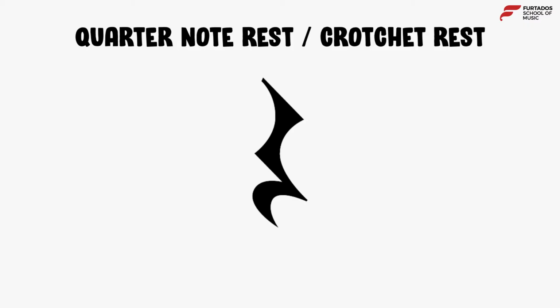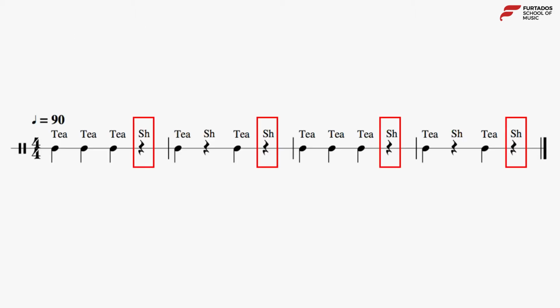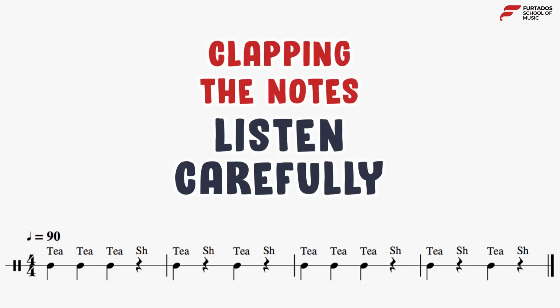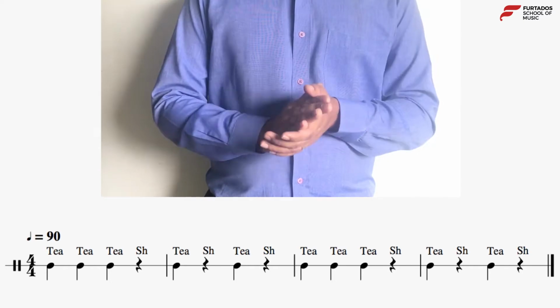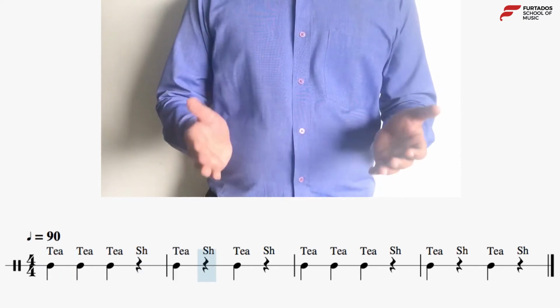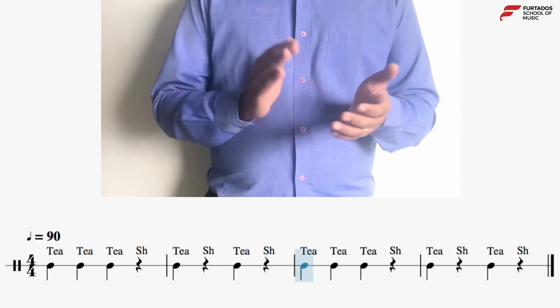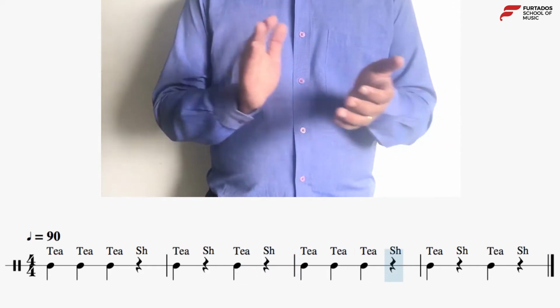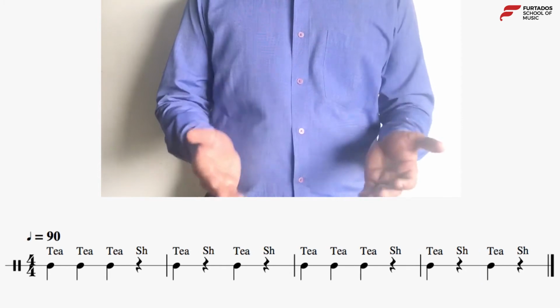That was great. Now moving on. This is a quarter note or a crotchet rest, which indicates there will be silence for one beat in the music. So for this, we will just say shh. Alright, so listen carefully and ready, steady, ready, listen. Ta, ta, ta, shh. Ta, shh, ta, shh.